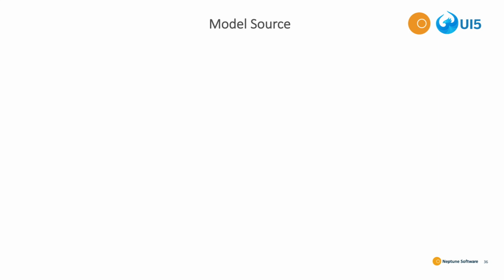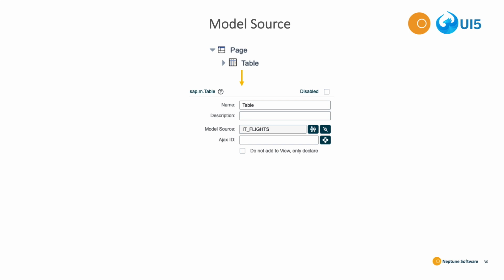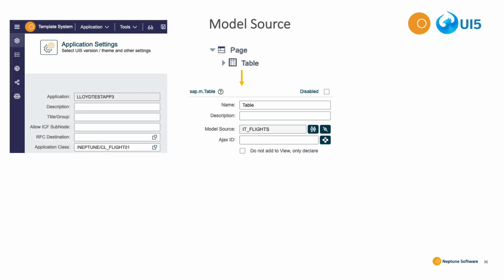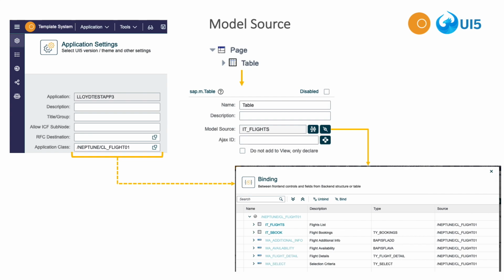Within the SAP edition, you have the ability to set the model source of a number of components. So here, for example, within a table, within a page, we've set the model source to IT_flights. Now, this is available because when we created this application, we've assigned it directly to an SAP application class. This is something we'll cover as we go through the tutorial videos. But this means we have access to the backend structures and tables available within this class, and we can automatically present these within a binding window and then select any of them.